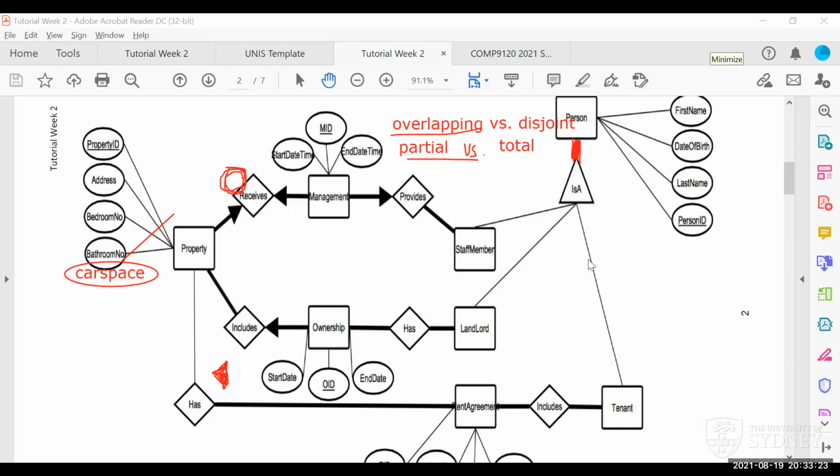So in this case, overlapping is definitely more appropriate unless the story explicitly says that you cannot overlap. I guess a person cannot be a tenant and a staff at the same time. But if you read through the story, it doesn't mention that at all. So in this case, overlapping is more appropriate than disjoint.